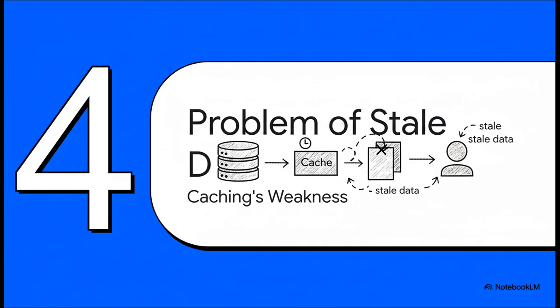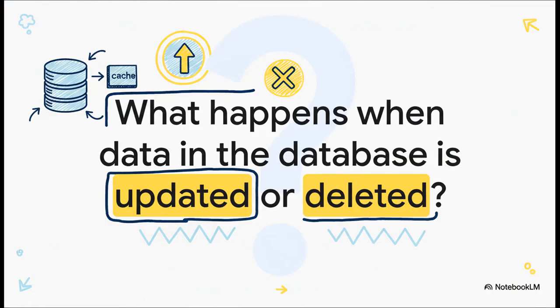This strategy has an Achilles heel. Our caching hero has one big weakness, and it's this. What happens when the original data changes? This right here is the central challenge of caching. What happens if a user updates their profile picture?